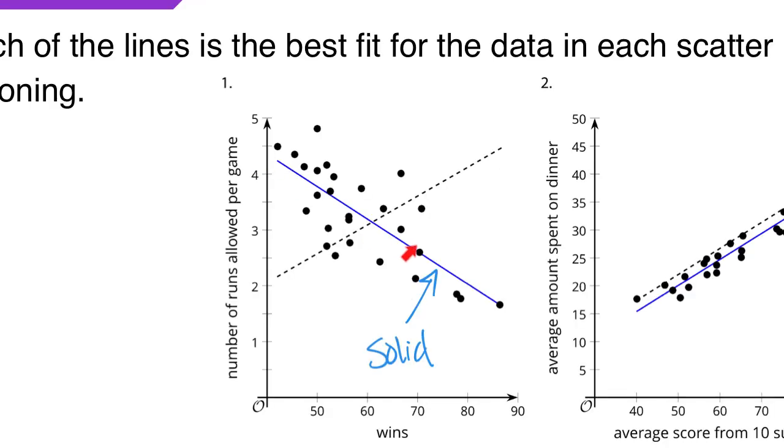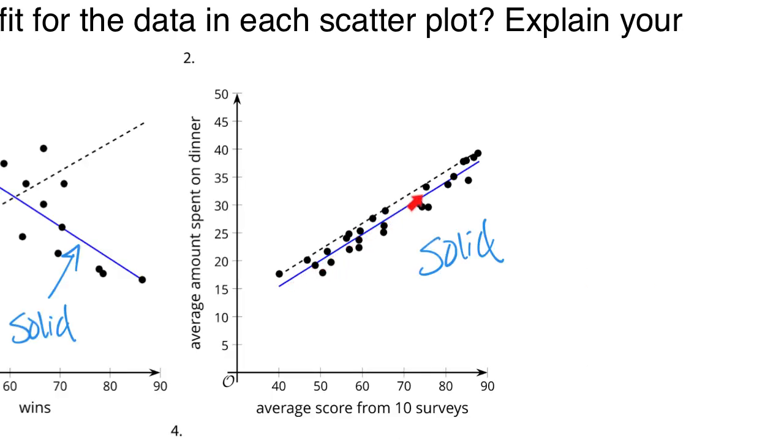In graph 1, the solid line is a better line of best fit. The dotted line does split the data in half, but it's not showing the general trend of the data. In graph 2, the solid line again is the better line of best fit. The dotted line shows the trend, but it's not really going through the middle of the data.